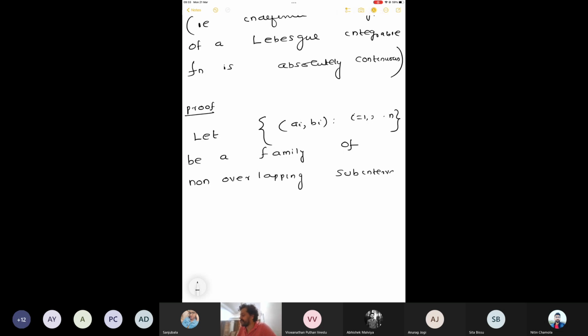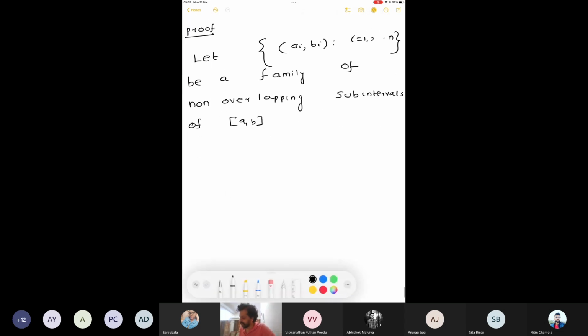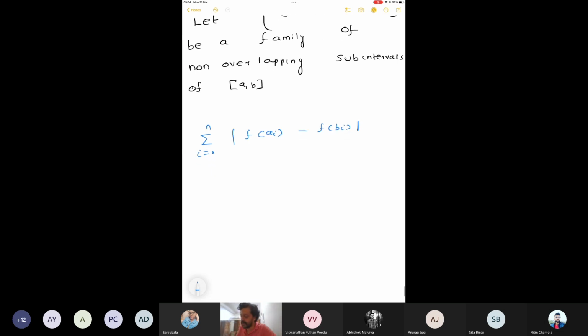Just recall the definition of absolute continuity on [a,b]. Now let me try to find this. I have to estimate the summation i equals 1 to n of modulus of f(a_i) minus f(b_i). I want to make this less than epsilon by taking the summation of b_i minus a_i less than delta. That is the definition required.